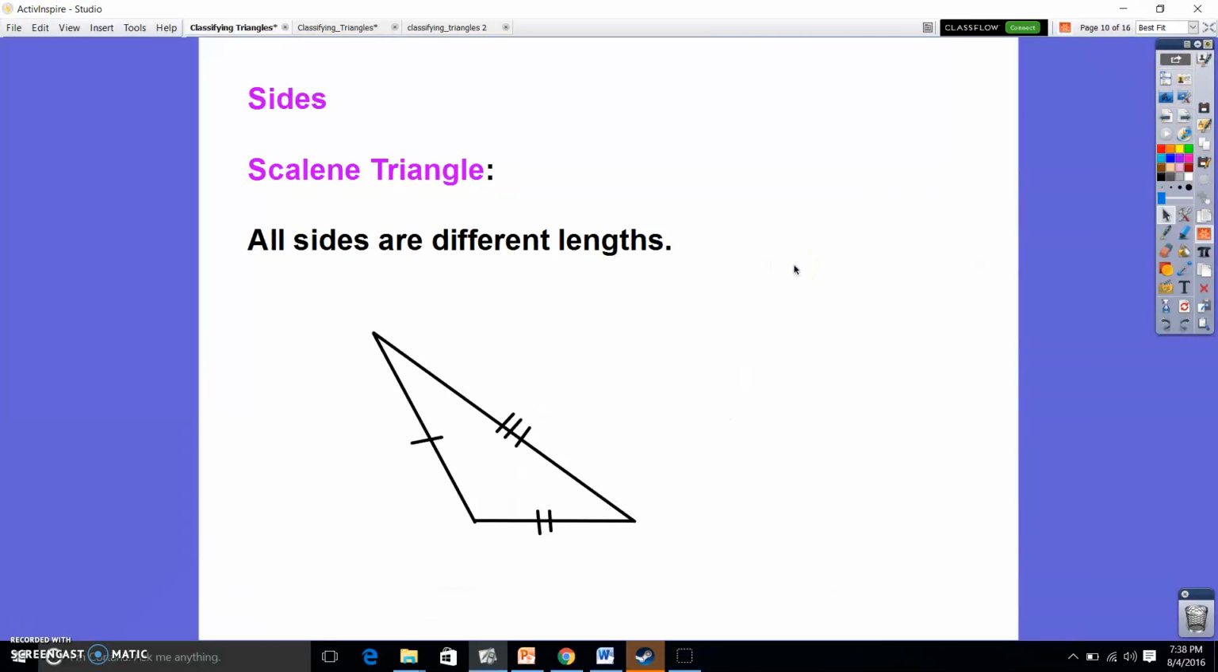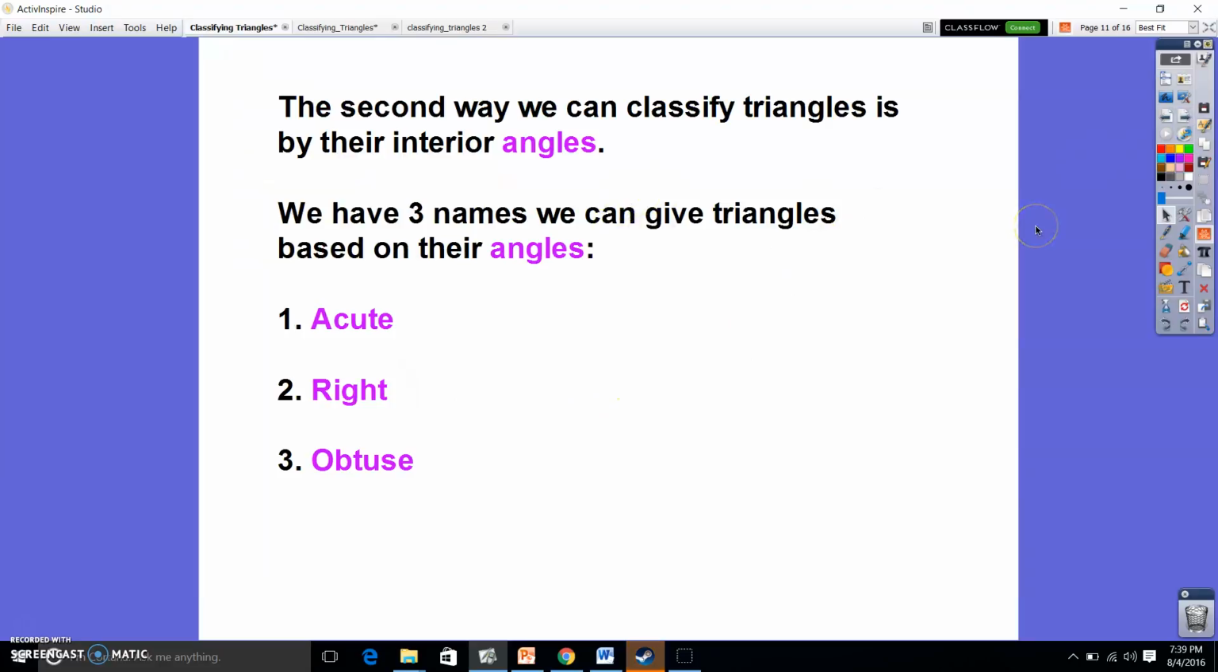We can also classify a triangle as scalene. In a scalene triangle, all the sides will be different lengths. Again, we can see that on this triangle: 1 slash mark, 2 slash marks, 3 slash marks. All the sides are different. So we can classify triangles based on their sides. We can call them equilateral if they have all three sides the same, isosceles if they have at least two sides the same, or scalene if all the sides are different.